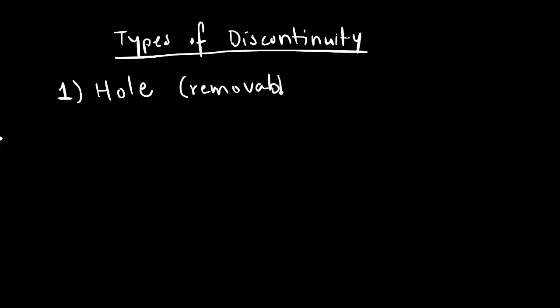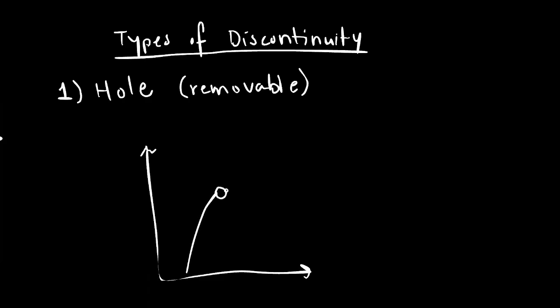So what does that mean? What is a hole and why is it removable? Let's say we have a function looking something like this. We draw the curve, and then we have a hole, and then the function continues. So a function like this is a discontinuous function.